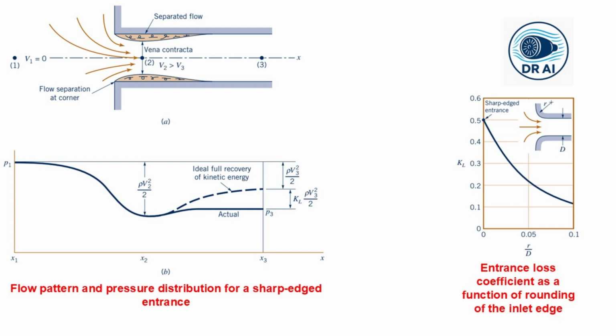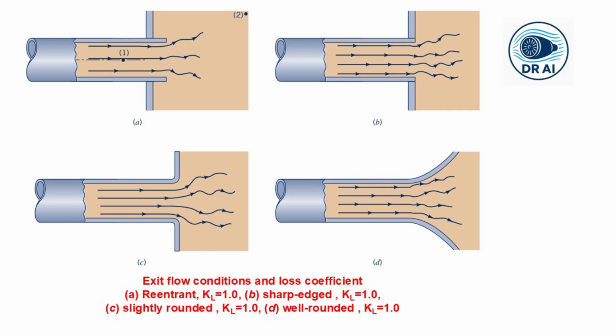A well-rounded entrance can get KL as low as 0.04. So the lesson over here is that a little care in design can significantly reduce the losses. But what about the exit losses?